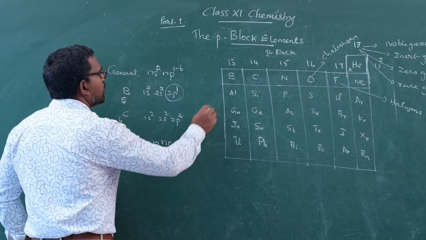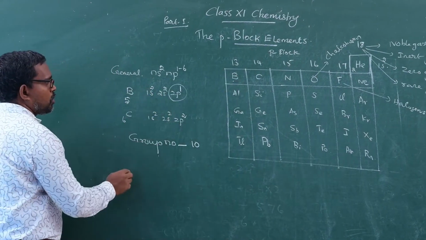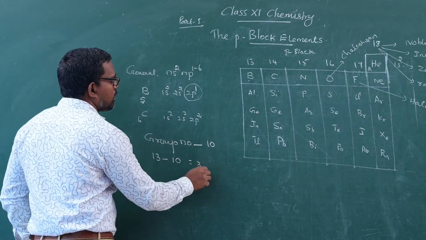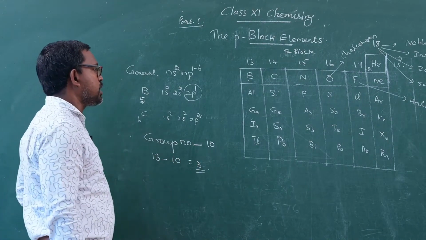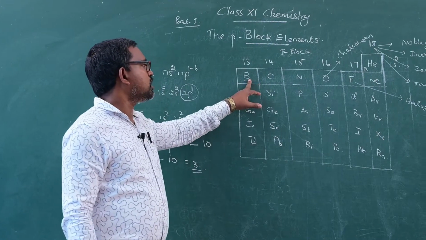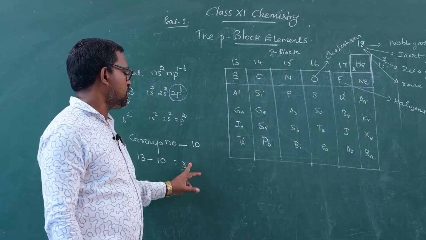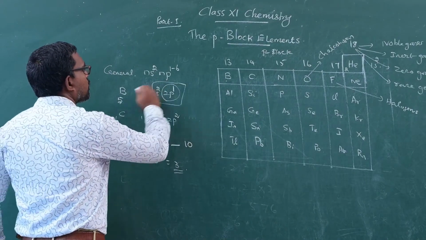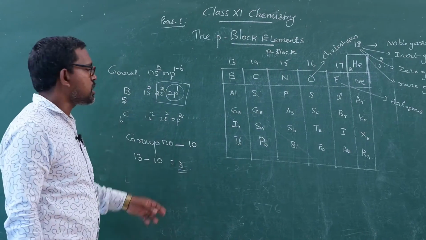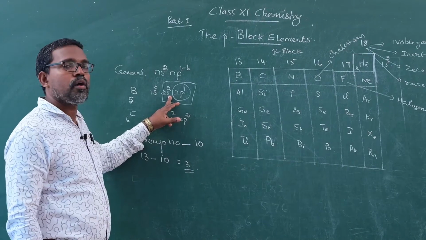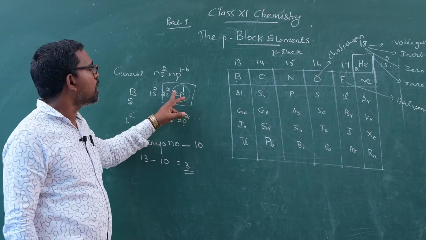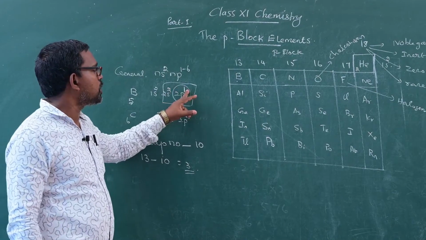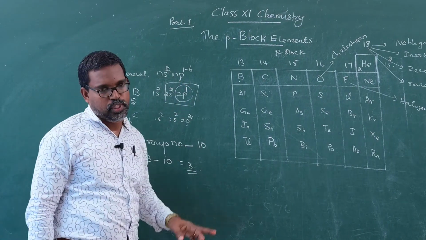For the boron family, boron belongs to group number 13. 13 minus 10 is equal to 3. The maximum oxidation state exhibited by the boron family is 3. This also indicates the total number of valence electrons present in both the s orbital and the p orbital, the summation of s and p, that is 2 plus 1, equal to 3.